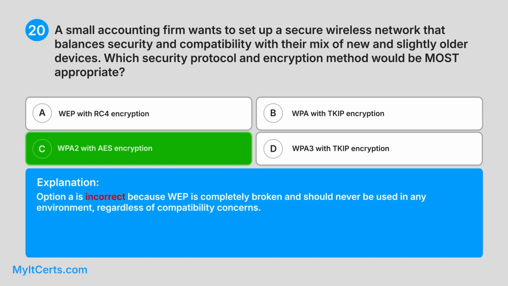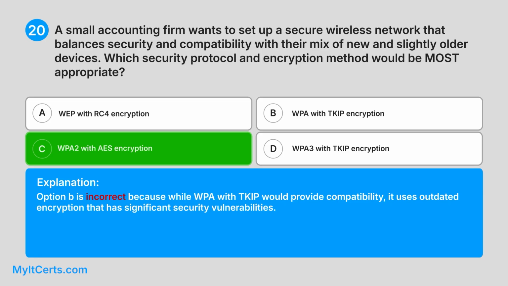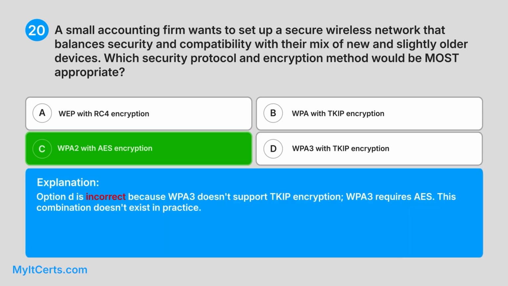Option A, WEP with RC4 encryption, is incorrect because WEP is completely broken and should never be used in any environment, regardless of compatibility concerns. Option B, WPA with TKIP encryption, is incorrect because while WPA with TKIP would provide compatibility, it uses outdated encryption that has significant security vulnerabilities. Option D, WPA3 with TKIP encryption, is incorrect because WPA3 doesn't support TKIP encryption, and WPA3 requires AES. This combination doesn't exist in practice.